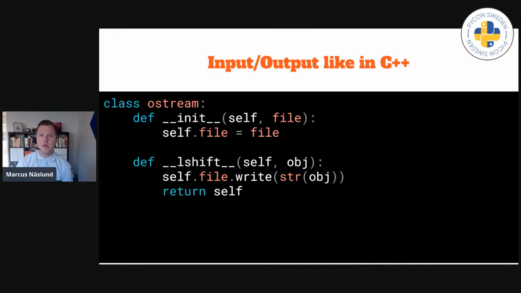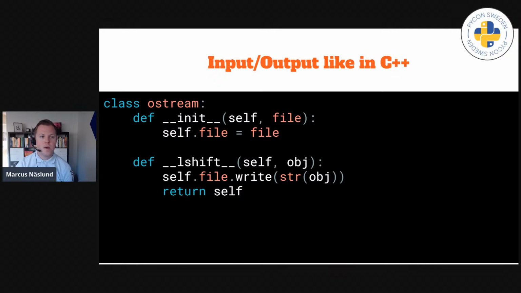So first off, the C++ way of doing output with std::cout can certainly be done in Python. An example would be, actually it doesn't require that much code. So here's an example of an OStream or an output stream class where you overload the left shift operator to just pass in whatever value you want to and write that to a specific stream.